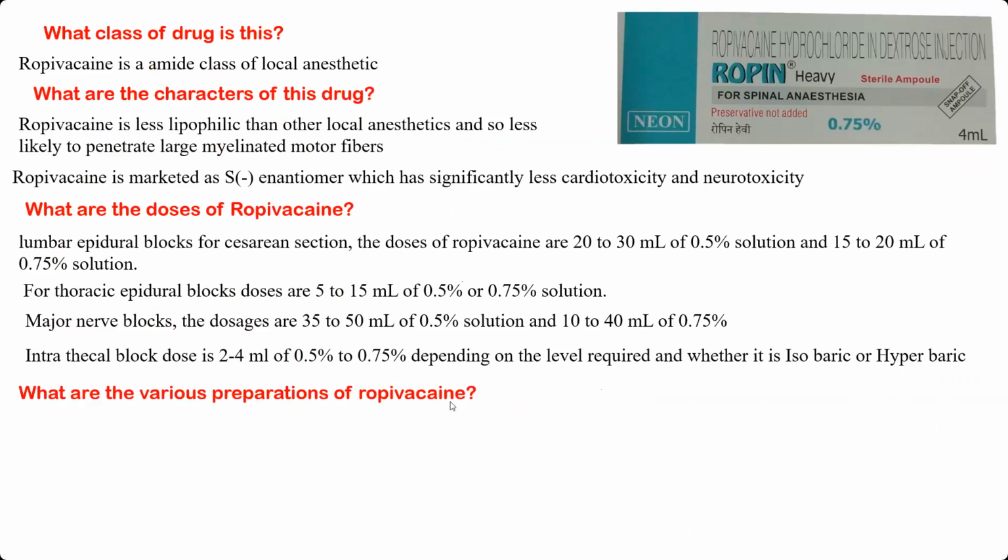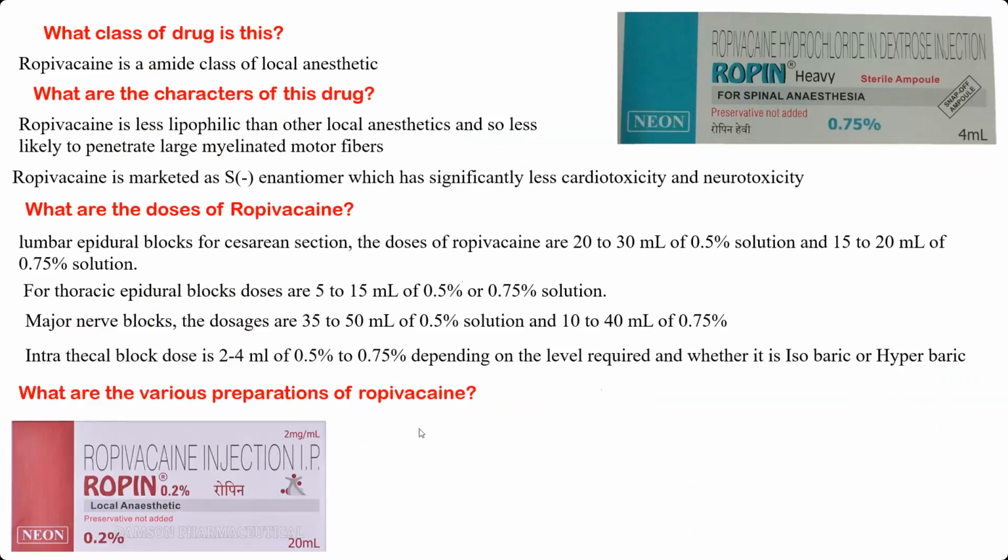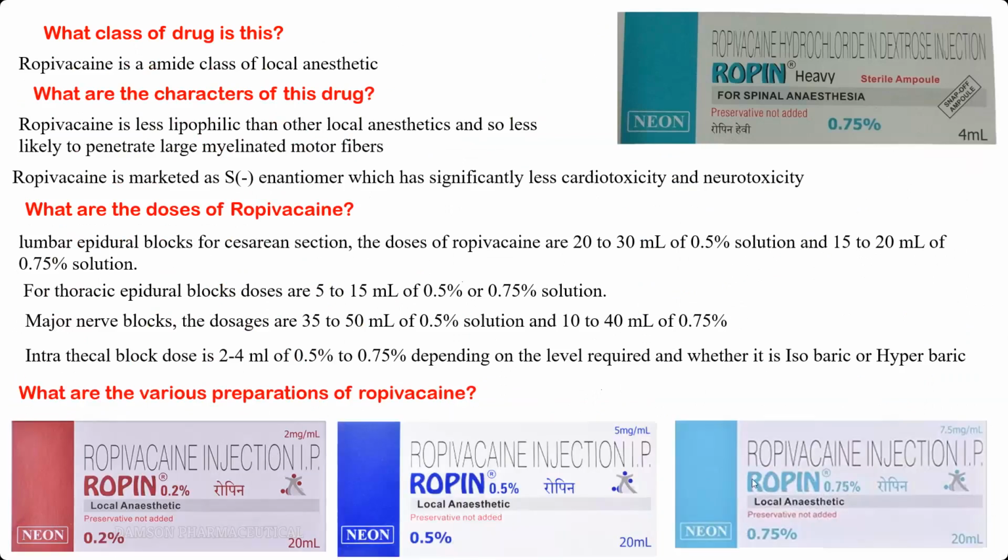What are the various preparations available? As you rightly said, 0.2, 0.5 and 0.75. These are the 3 preparations that are available, apart from the ropivacaine heavy, which is for spinal analgesia. This is another drug which is common, after recently being introduced again.